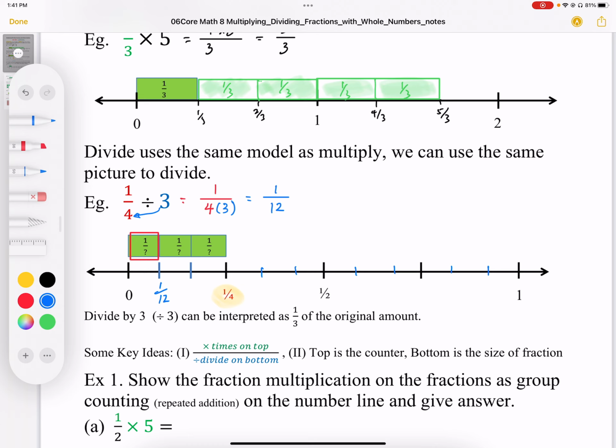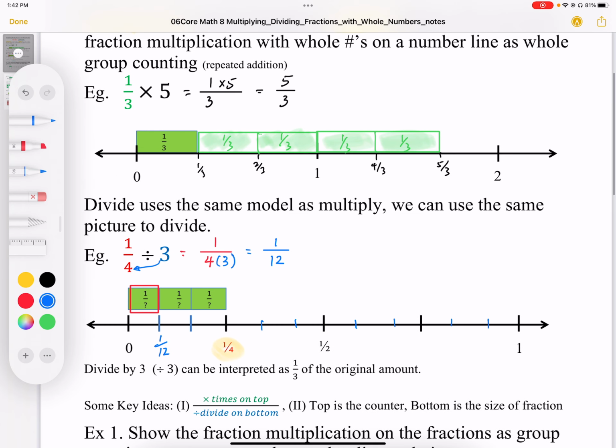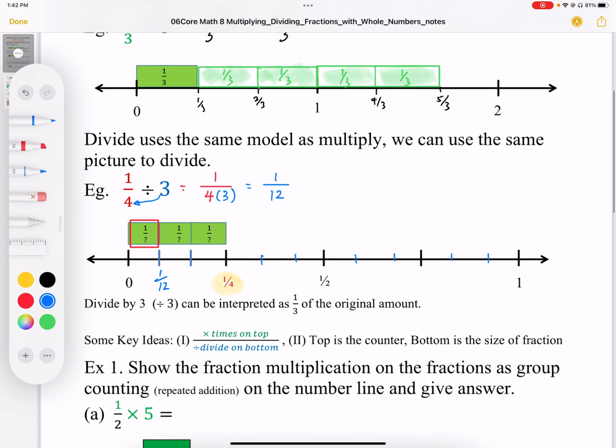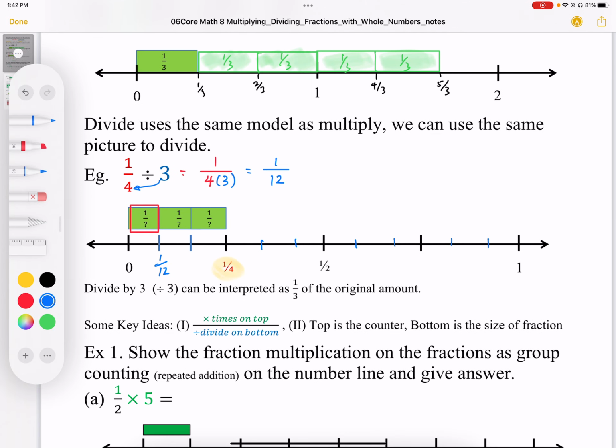Dividing by 3 is the same as 1/3 of the original amount. If we're going to do 1/3, we're making the increments smaller, which means that the denominator is going to get bigger. And so the key ideas: times on top, divide on bottom. The top is our counter, the bottom is the size of the fraction. When we're multiplying by 5, we're counting up 5 parts on top. When we're dividing by 3, we're making the divisions smaller. That means we have more, our denominator gets bigger.